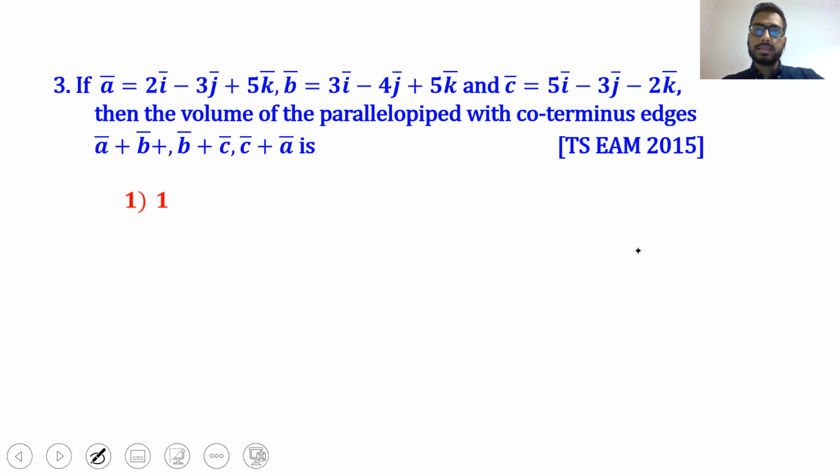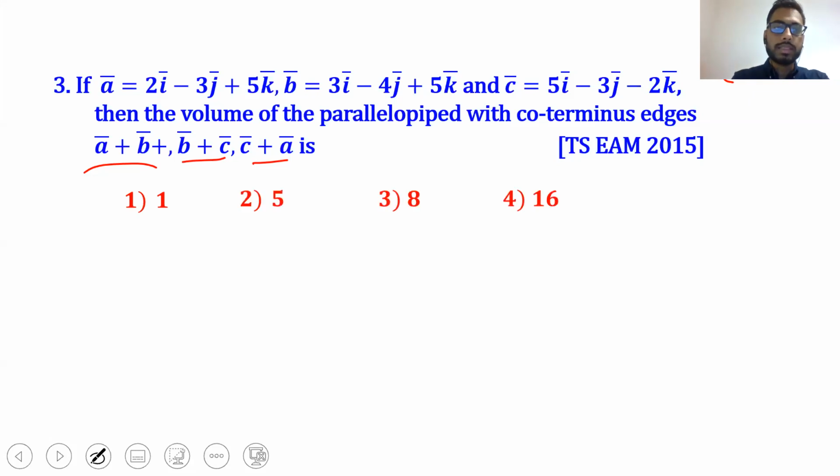Here A, B and C, three vectors are given. You have to find the volume of the parallelepiped with co-terminal edges this, this and this. The volume of a parallelepiped with co-terminal edges A, B and C is simple. It's the A, B, C box product. But over here, you don't have the sides as A, B, C. The co-terminal edges are A plus B, B plus C and C plus A. So the volume of the parallelepiped is going to be [A plus B, B plus C, C plus A].